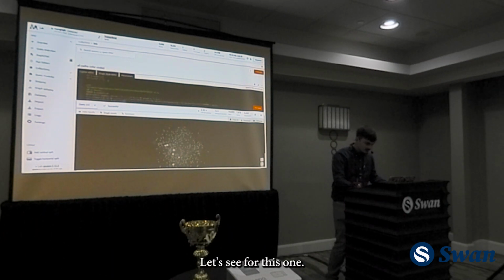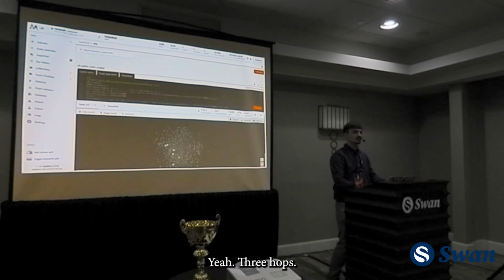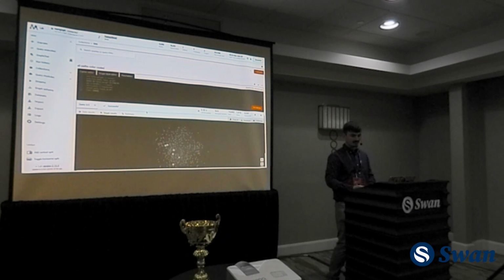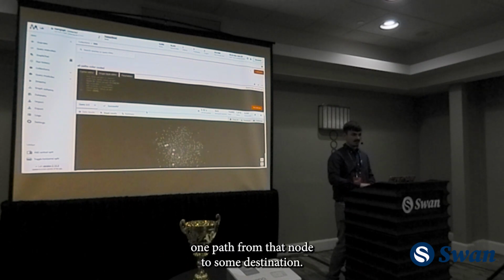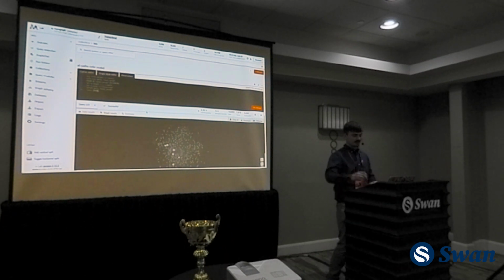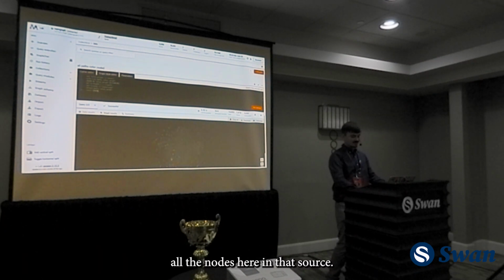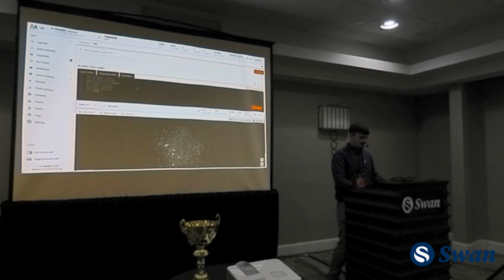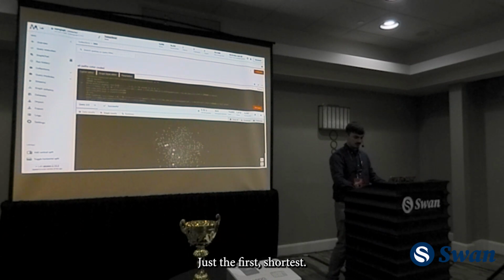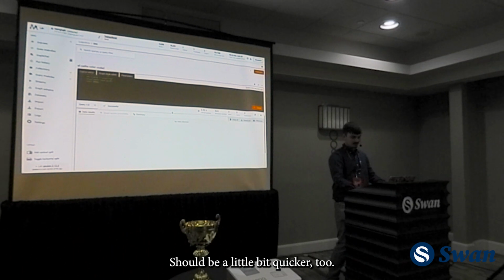Let's see. For this one, yeah, 3 hops. And then I also have a 10,000 path limit because it's not just finding one path from that node to some destination. It's like all cheapest paths between all of the nodes here in that source. But let's see. If I change it to just the first shortest, it should be a little bit quicker too.